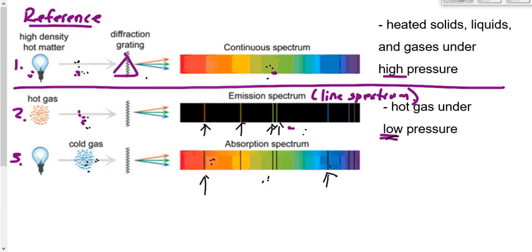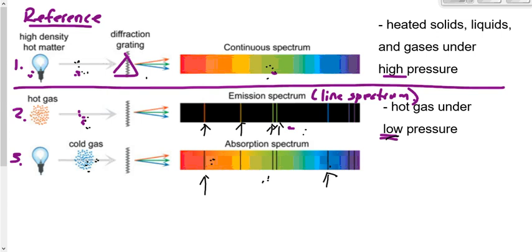What do you notice about the second spectrum and the third spectrum? They're the exact opposites. So what do you know about that hot gas versus that cold gas? It's the same gas. A hot gas under low pressure will emit very specific photons of EMR corresponding to very specific transitions. The same cold gas will absorb those photons, causing electrons to make jumps to higher levels, causing the exact opposite spectrum, an absorption spectrum, we call it.